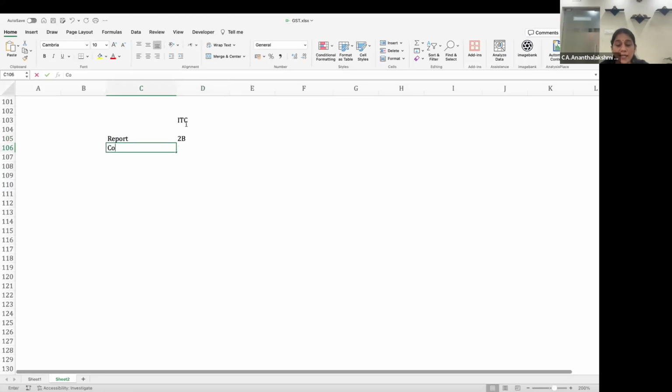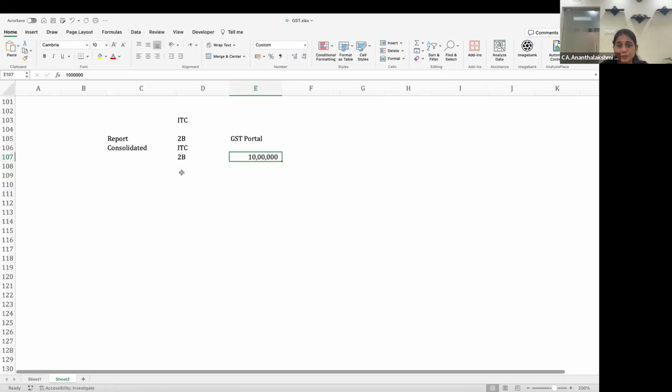which is a consolidated report of various vendors who have supplied goods or services to us. It's a report which is available on the GST portal. This report consolidates all the ITC for the particular month. Suppose 2B says that I have an ITC to the extent of 10 lakhs, then I can claim ITC only to the extent of 10 lakhs.